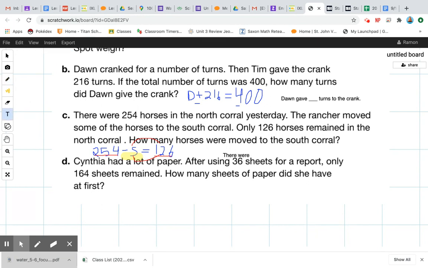So there were horses left in the corral.